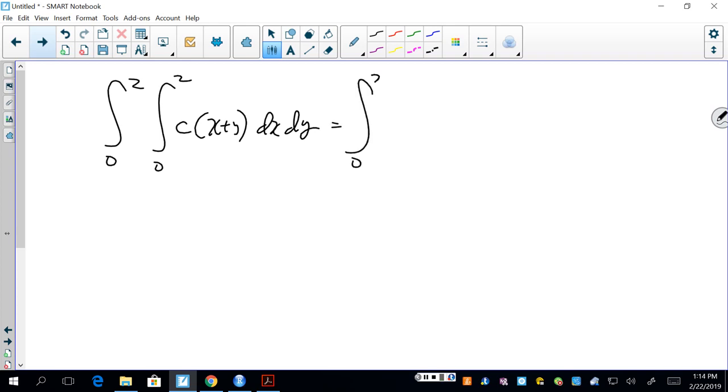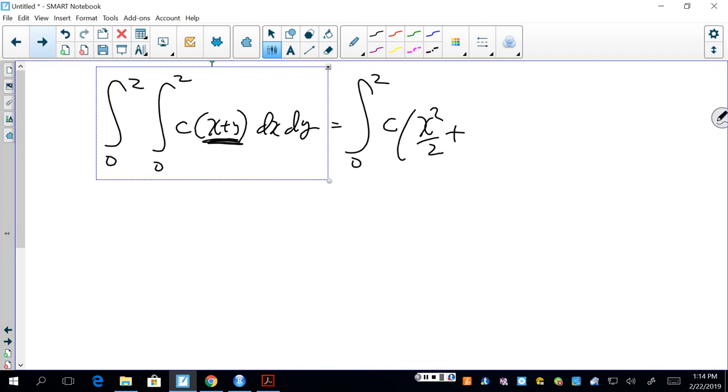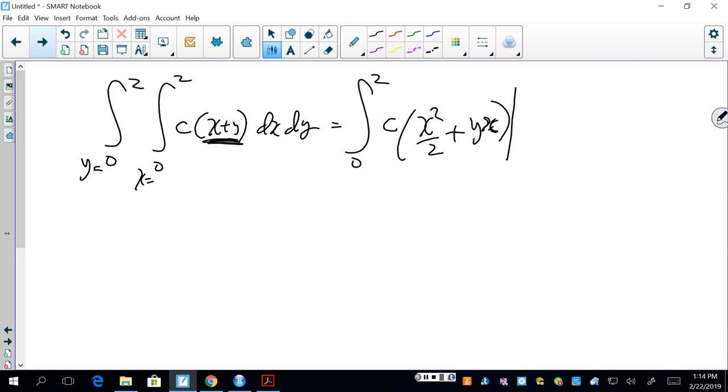But the way this integral works is initially you consider x plus y. C is a constant, so that doesn't change. And you do an integral with respect to x. So the integral of x with respect to x is x squared over 2. And then you integrate this y. Now if you think about y as just a number, say it was 5, then the integral will be 5 times x. And you get the same thing, you get y times x. And you evaluate this definite integral from x going from 0 to 2. Because the x is on the inside, the first integral is with respect to x.